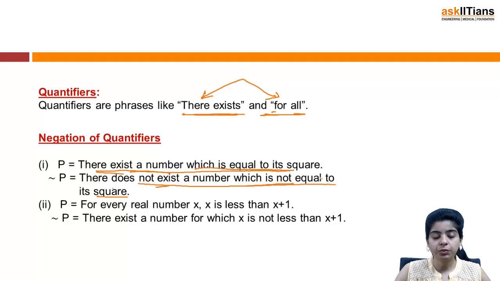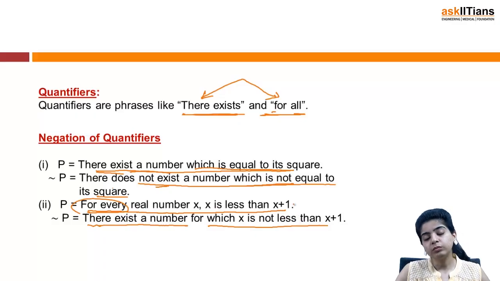Now again, P is "for every real number x, x is less than x plus 1." Negation would be "there exists a real number x for which x is not less than x plus 1." So these concepts are quite simple. Once you practice some questions based on them, you will be able to easily understand them.